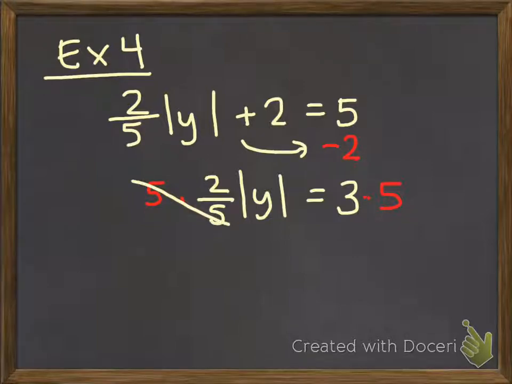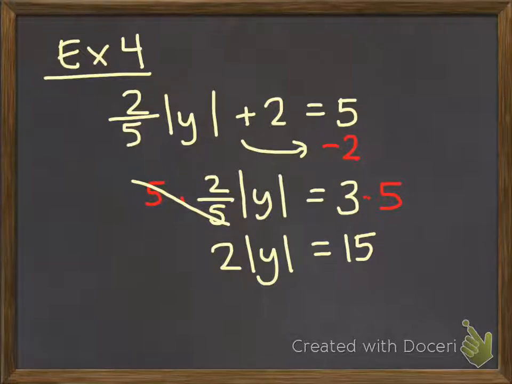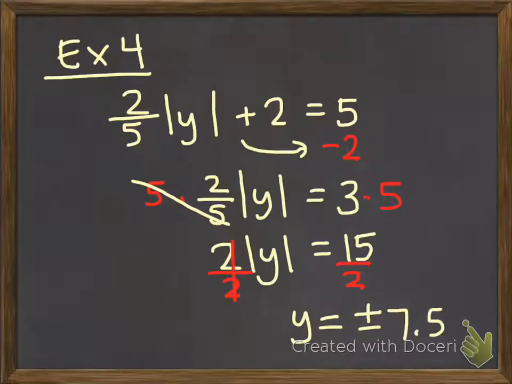That cancels the 5 denominator, and now we have 2 times the absolute value of y equals 15. Then the last step is to divide by 2, divide by 2. And you get y equals 15 divided by 2 is 7.5. So y equals positive and negative 7.5.